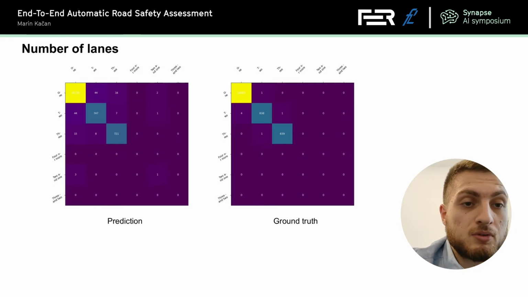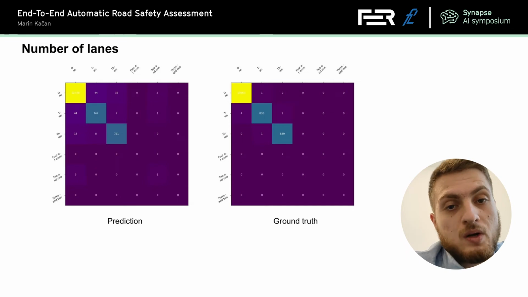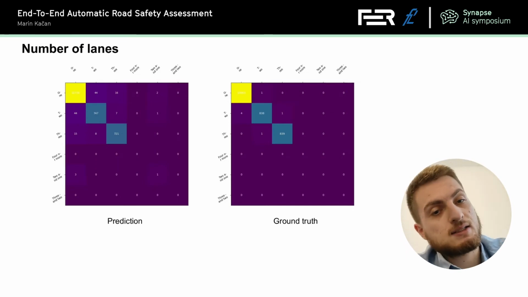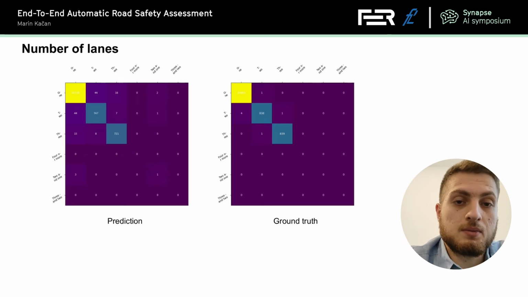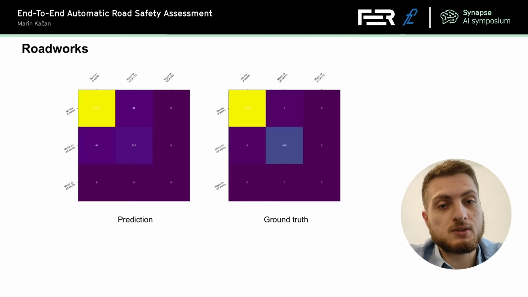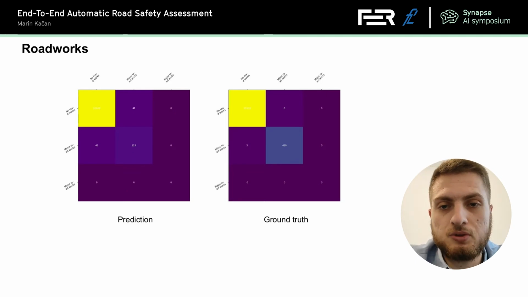So for the attribute number of lanes, which is by nature quite smooth, the ground truth matrix is on the right, and we can see it has large values on the diagonal and very low values off the diagonal. The prediction matrix, however, has significantly larger values outside the diagonal than the ground truth matrix. There's a similar case with the attribute Roadworks, which is also a smooth kind of attribute.